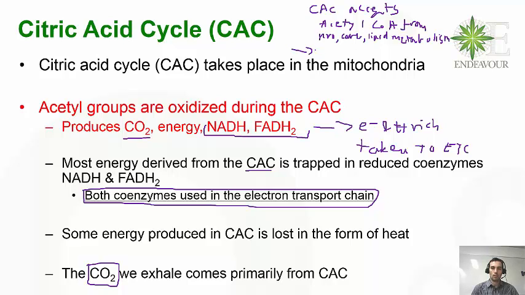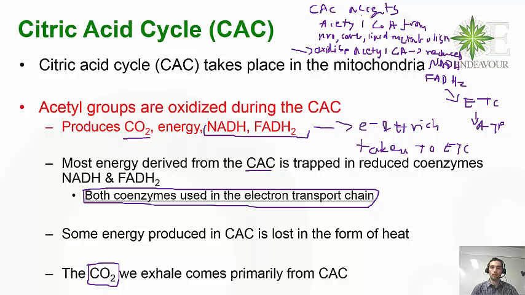We then oxidize the acetyl CoA, and the important product from this is our reduced coenzymes, which are NADH and also FADH2. And then we take these to the electron transport chain where we can create ATP.